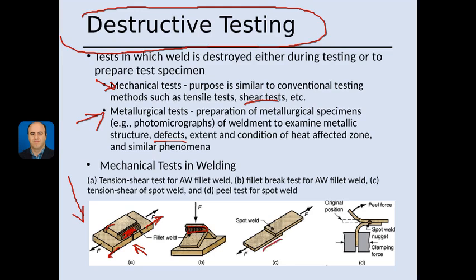And here we can determine the strength of a spot weld by pulling these two parts from each other. And this one is called a peel test, where the strength of the part along this direction will be determined. Here, the shear strength is going to be determined, but here we have a peel test that is going to look at the strength along the normal direction.